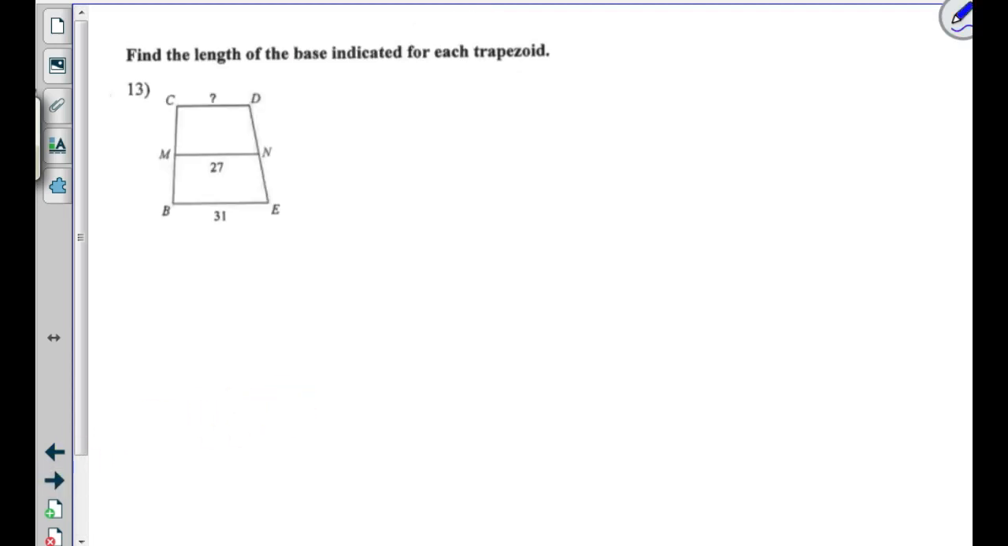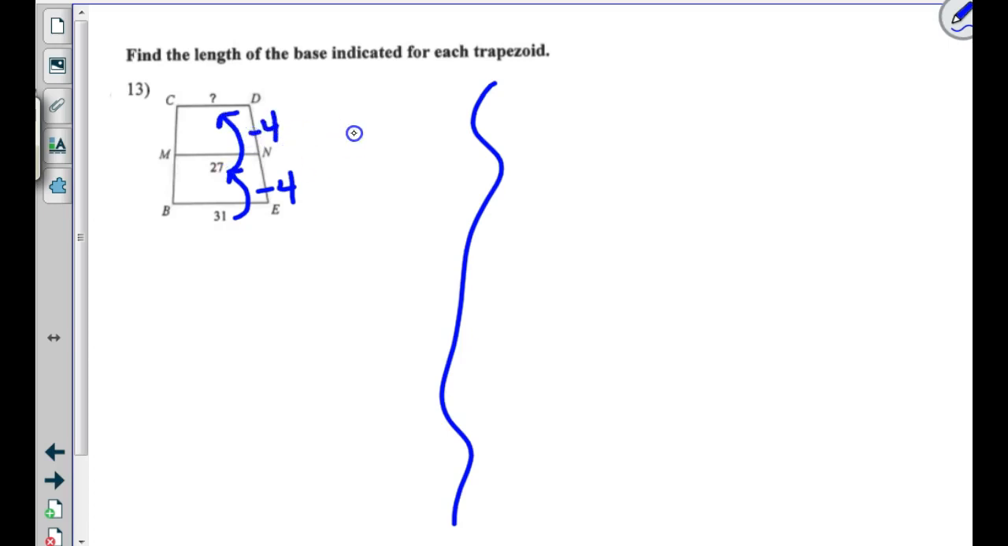Number 13, I can show you 2 ways to do this one. The easy way is just to figure out the pattern. 31 to 27, they subtracted 4. You could subtract 4 again, and 27 minus 4 is 23. So this top one has to be 23.